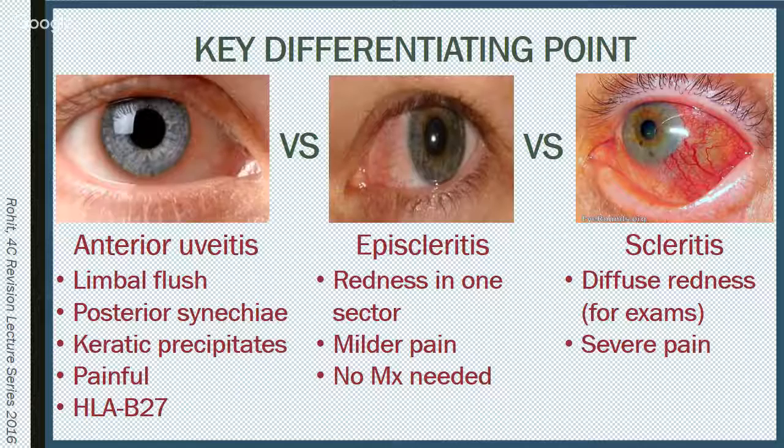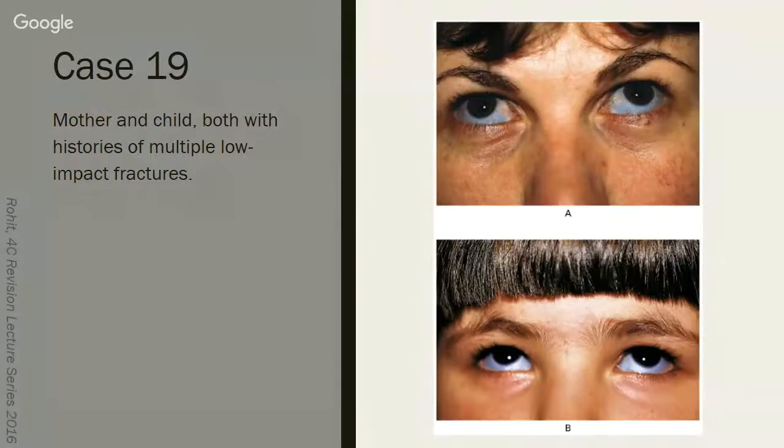All right, so just another spot diagnosis. So a mother and a child, the mother's on top. Both have had multiple low impact fractures. Who are we up to? Yeah, osteogenesis imperfecta. Don't hesitate. Next time, just say osteogenesis imperfecta. Obviously, just establish your dominance here.